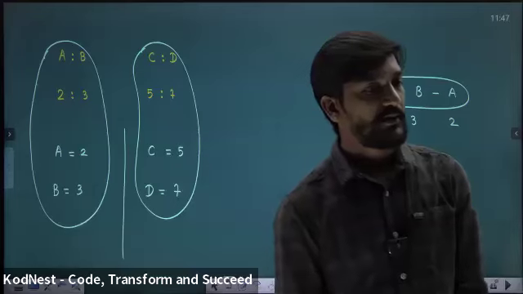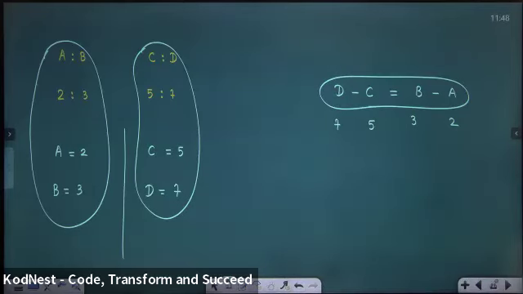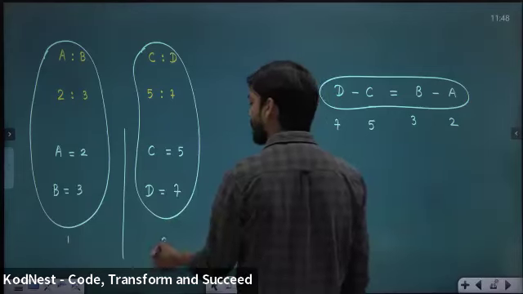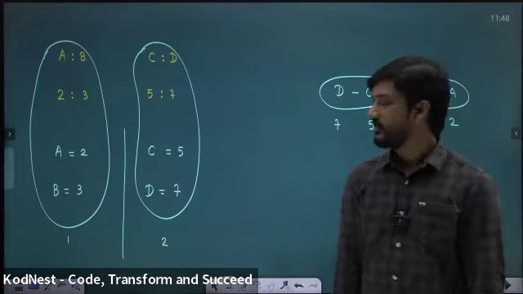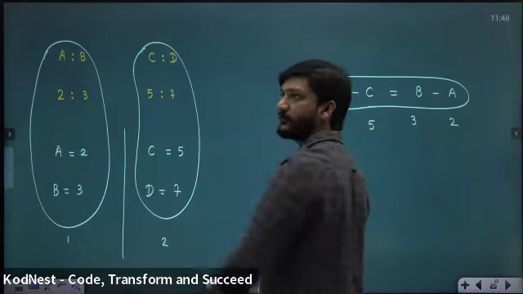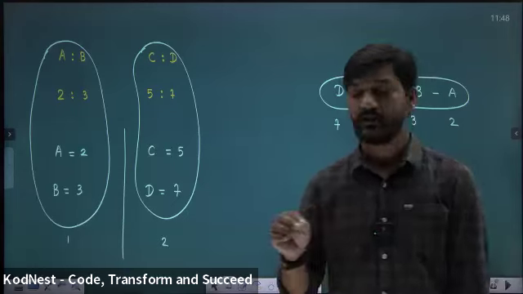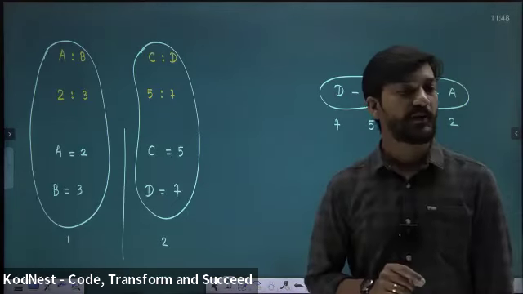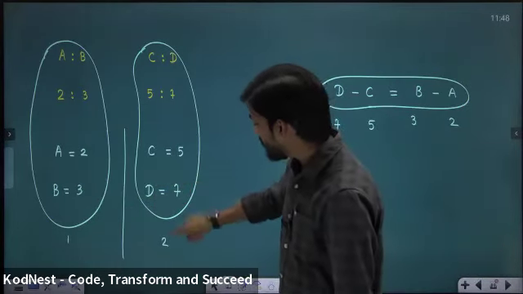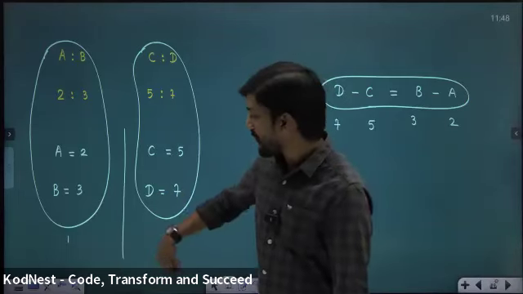All right, 5 and 3. Why 5 and 3 now? What is the difference? 3 minus 2 is 1. What is the difference? 2. Now check, please. If I multiply 2 there, multiply 1 here, will it make the condition follow? B minus A is 1. D minus C is 2. I want same. I'm not getting same.